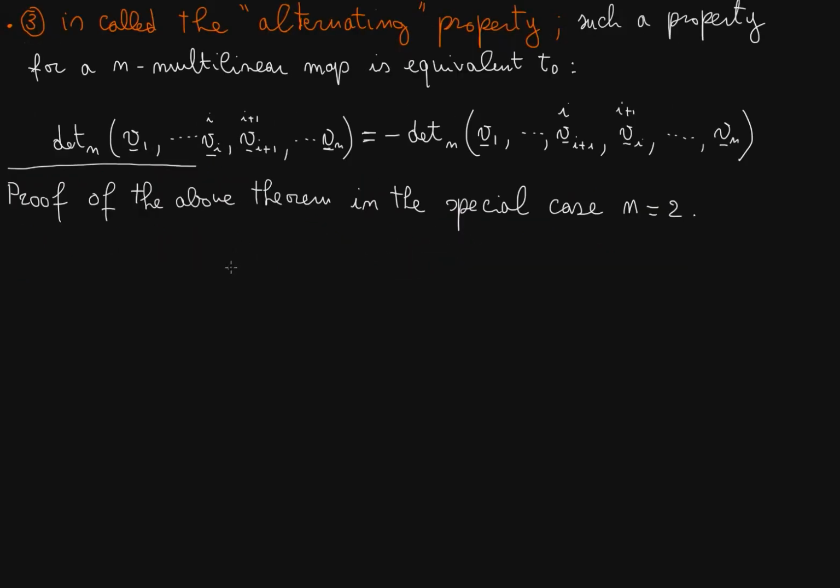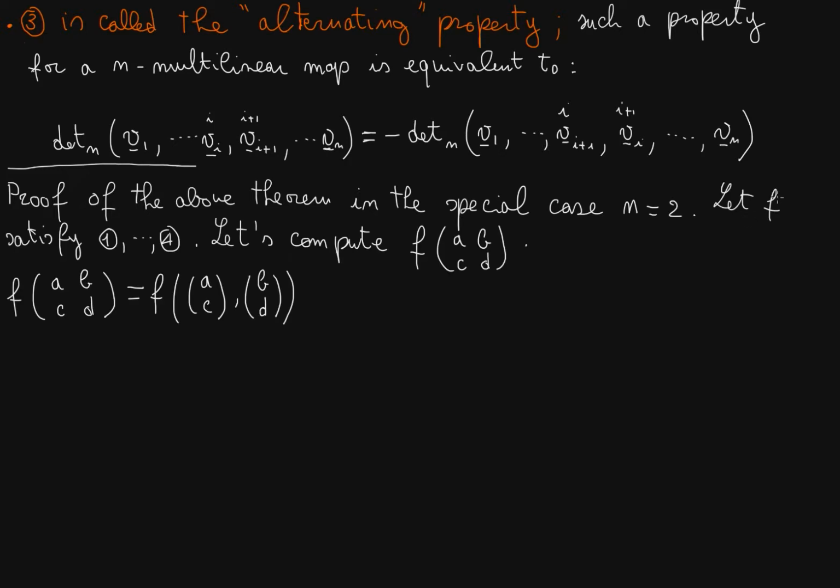I'm going to finish the lecture with the proof of the theorem we just stated before, in the special case n equals 2. I remind you that the theorem stated that there is only one function satisfying all the four properties that we just stated. So let's verify this in the special case n equals 2. We write f as a function satisfying properties 1 through 4, and we are going to compute f applied to a generic matrix with coefficients a, b, c, d.